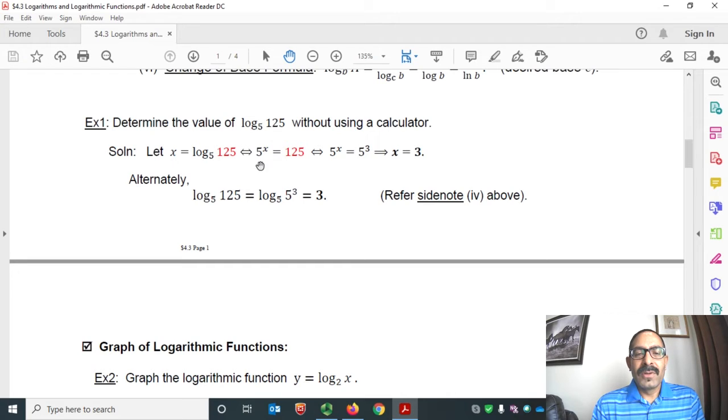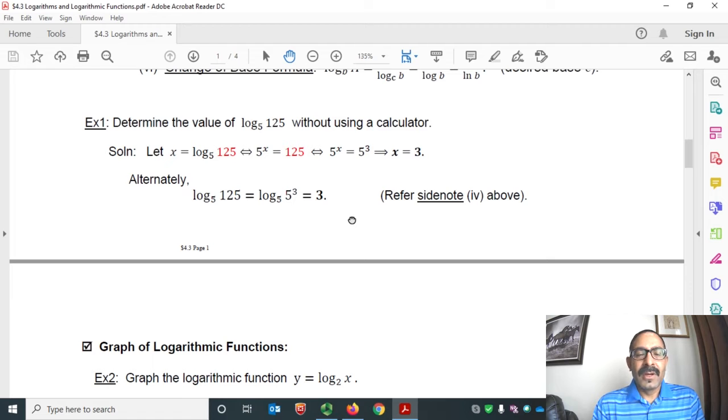Now to solve this exponential equation, let's try to use the uniqueness property. To apply the uniqueness property, we are looking for the same base on the right hand side also, so we can rewrite 125 equals 5 raised to the power 3. Then we can equate the exponents, so x equals 3.